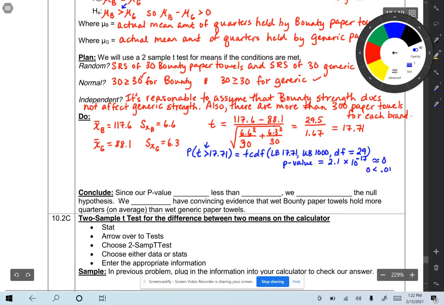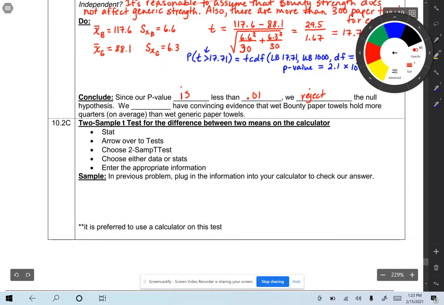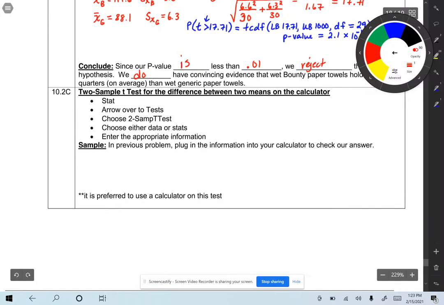And 0 is less than the alpha. So since our p-value is less than 0.01, we reject the null hypothesis. We have convincing evidence that wet Bounty paper towels hold more quarters on average than wet generic paper towels. Now, you can do a two-sample t-test for the difference between two means on the calculator. So again, we like Stat a lot.